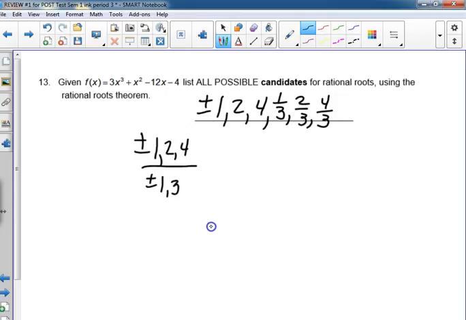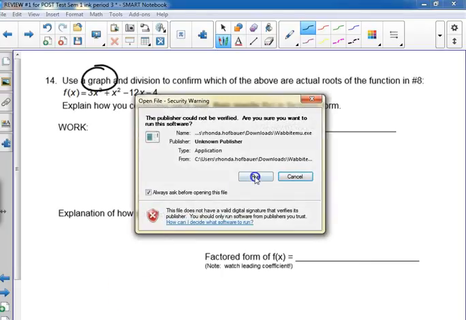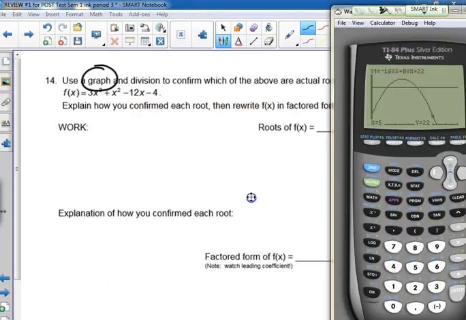We can handle this, yes? Okay, number 14. Use a graph. That's your hint, guys, to confirm which of the above, number 8. That's because we didn't change it. So if I graph this, can anybody find one of the zeros for me? 1, 2.